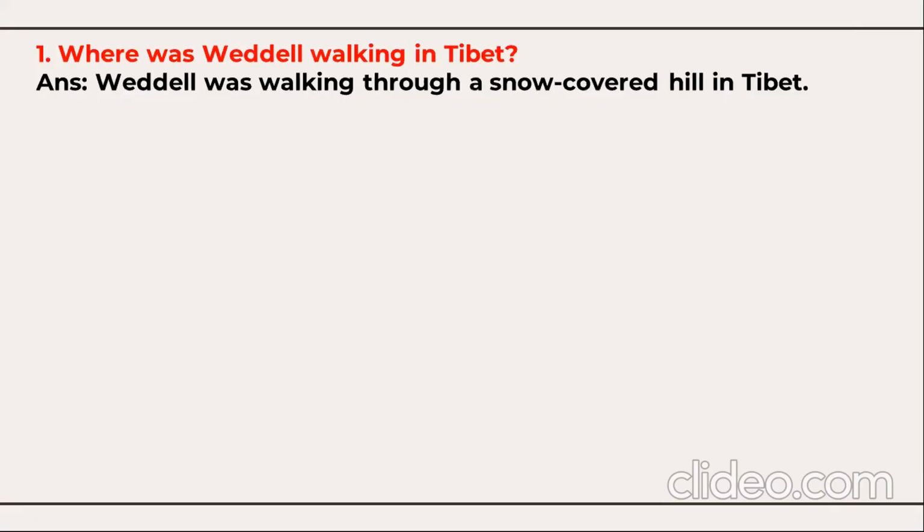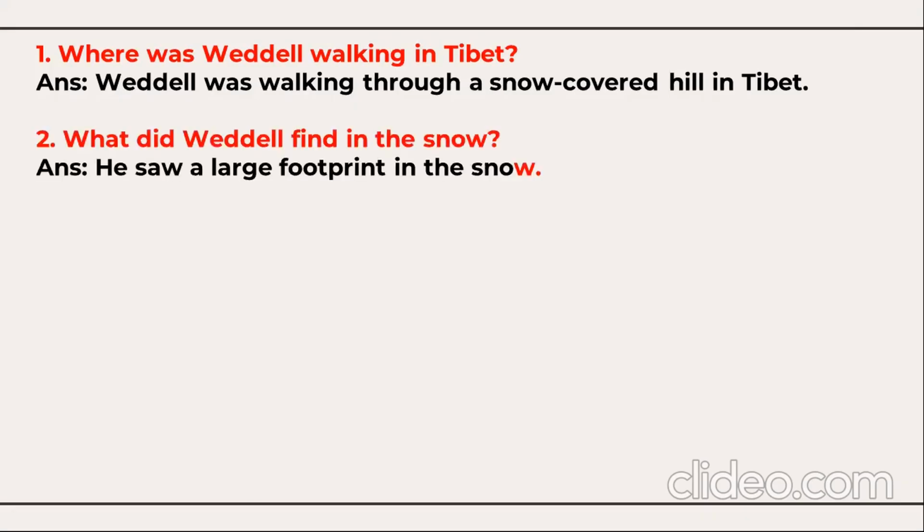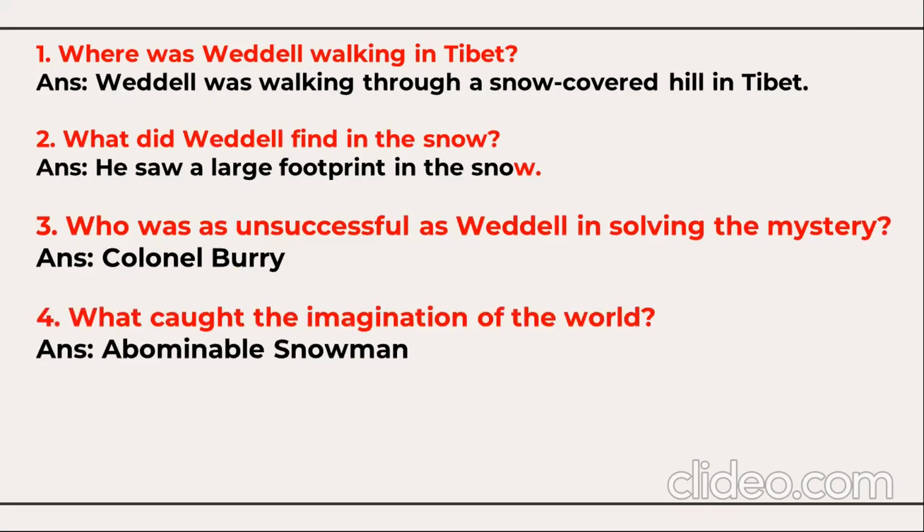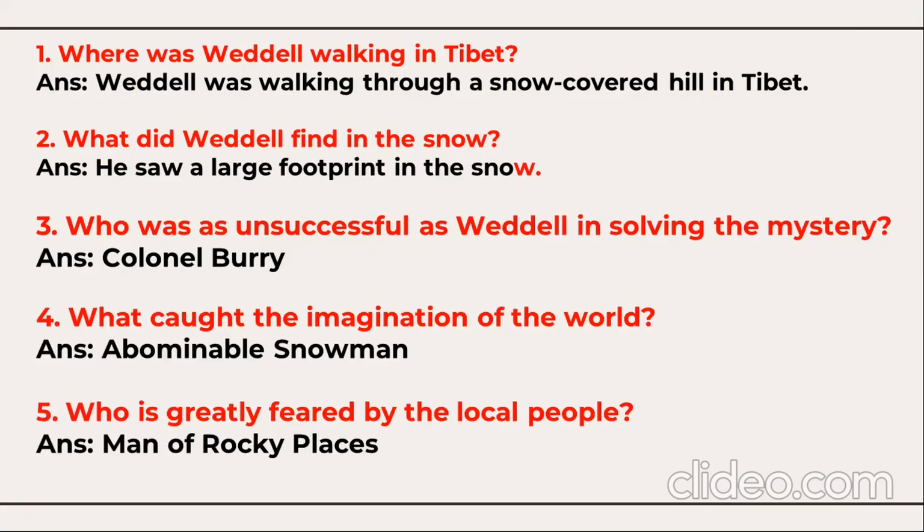Question number 1, where was Weddell walking in Tibet? Weddell was walking through a snow-covered hill in Tibet. What did Weddell find in the snow? He saw a large footprint in the snow. Who was unsuccessful like Weddell in solving the mystery? Colonel Burry. What caught the imagination of the world? The abominable snowman, who is greatly feared by the local people, man of rocky places. So after reading the passage, you will be able to answer those 5 questions. This is 5 marks.